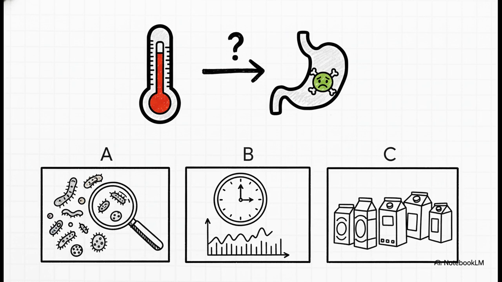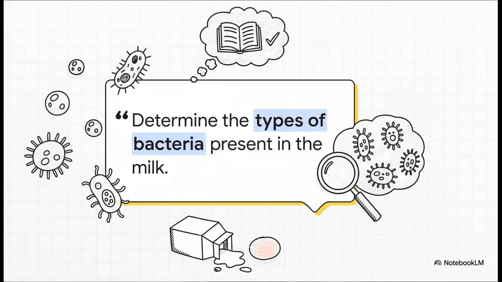Which one do you think it is? The correct answer is A. Determine the types of bacteria present in the milk. And here's why that's the only real answer. Food poisoning isn't just about milk going off. It's caused by specific, nasty, pathogenic bacteria. Just because the pH has dropped doesn't mean the milk is dangerous in that way. To actually test the risk of food poisoning, you absolutely have to know which bacteria are growing in there.